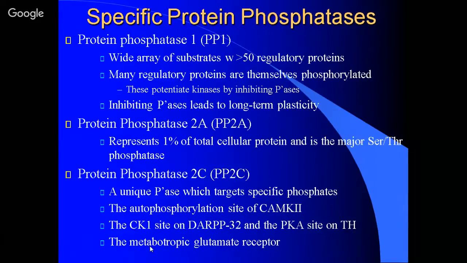You have the same sort of thing with the protein phosphatases. Protein phosphatase 1 has a wide array of substrates. Protein phosphatase 2B was associated with calcium calmodulin. 2A is strictly related to serine and threonine. And then you have this other group, which has some very bizarre and absolutely unique phosphorylation sites that it is capable of dephosphorylating, with a high level of specificity.